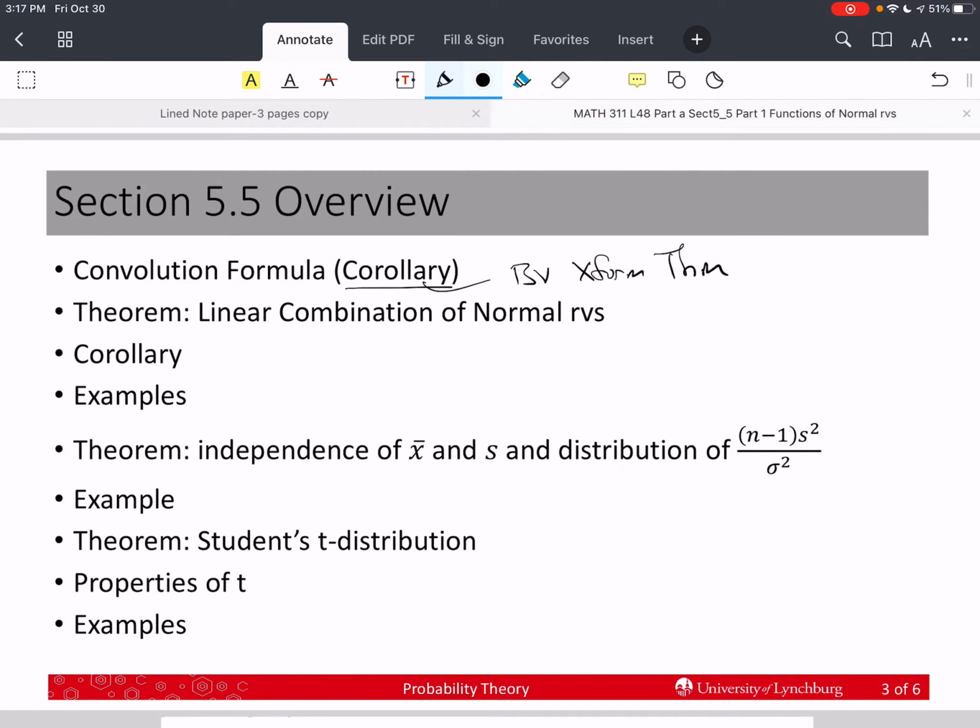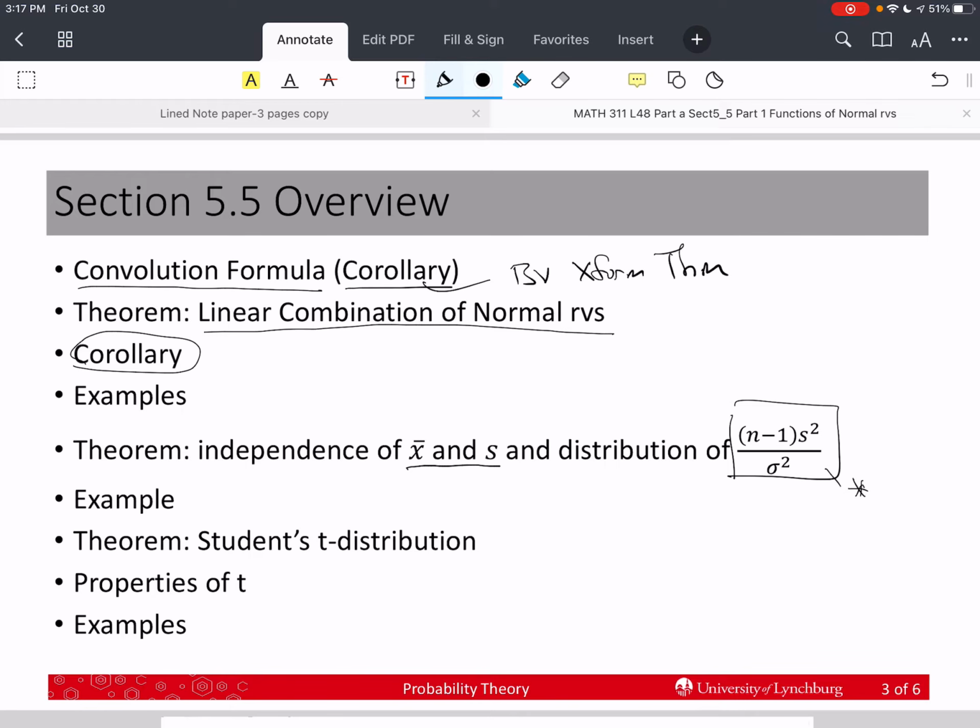Okay? And it's called the convolution formula. So it's a special case or a special notation here that people like to use. And then there's a theorem that we're going to cover on the linear combination of the normal random variables. There's a corollary that goes with it, some examples, and then we're going to prove it with a theorem that x bar and s are independent. And then we're going to show the distribution of this very important quantity that we will use many times, especially next semester. Do an example.